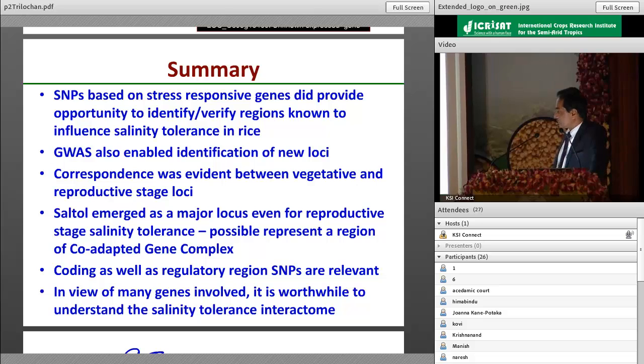And in view of many genes being involved, it is worthwhile to understand the salinity tolerance interactome. That would provide an opportunity to understand the trait expression better in different genotypes and how the interaction changes in different genotypes, and then further refine our strategy so that we can deal with this complex trait with a lesser number of genes, and breeders can work on this happily.